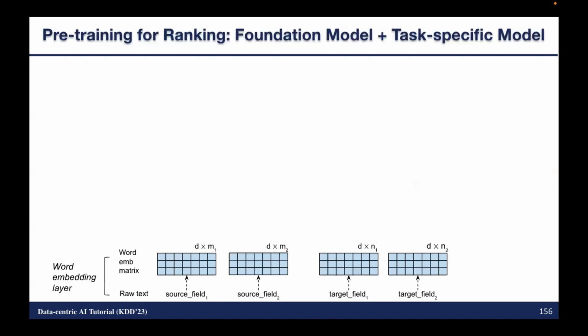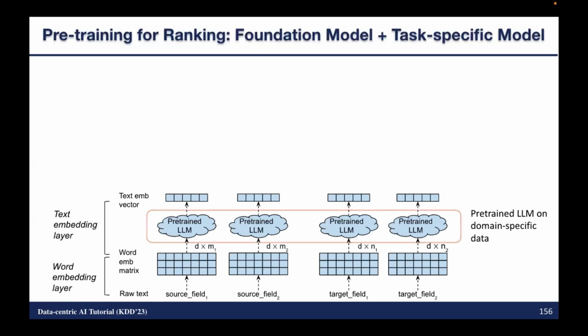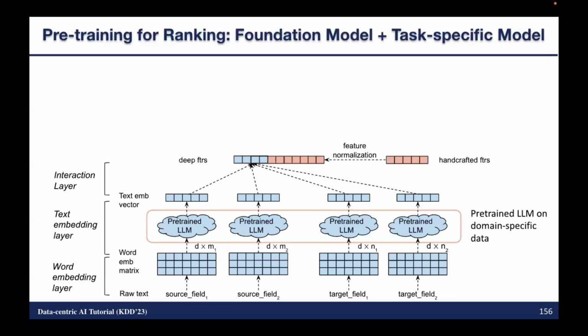So I just gave an example of how a pre-trained model can be used in ranking. Let's use text as an example. You have a lot of text data, and we can classify them into source fields and target fields. The source fields can be on the user side, like users' comments, reviews, and queries, and the target fields could be on the item side, like title and description. Then, with a pre-trained large language model, we can generate embeddings for each field. Because we have a source field and a target field, it's natural to match them to get a similarity score to represent their matching score.